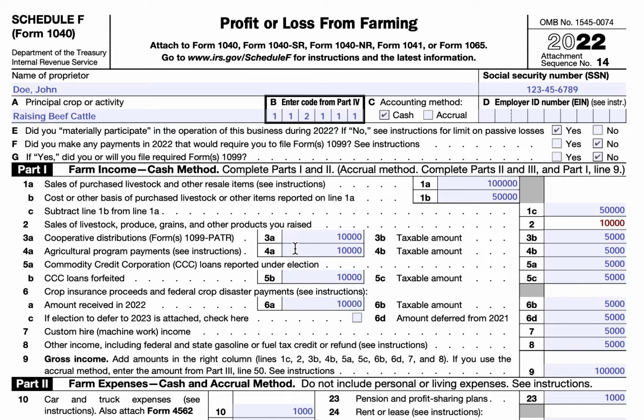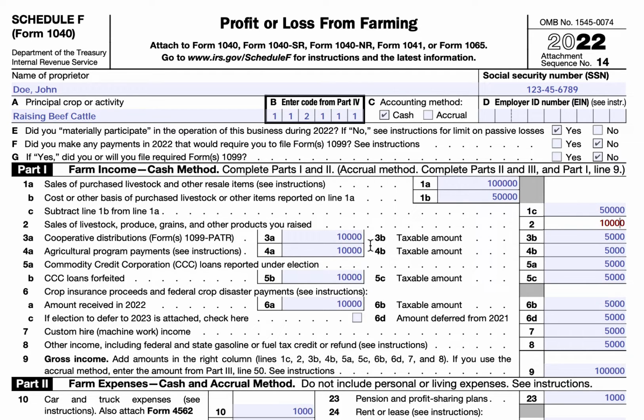So for cooperative distributions, you might have received a Form 1099-PATR. Line 3A represents patronage dividends, non-patronage distributions, per-unit retain allocations, and redemptions of non-qualified written notices of allocation and per-unit retain certificates. On line 3B, you're not going to include certain items as income. You're not going to include patronage dividends from buying personal or family items. You're not going to include capital assets or depreciable assets. They might be reported in 3A, but it's not taxable.